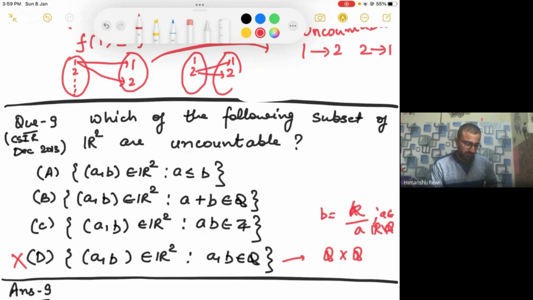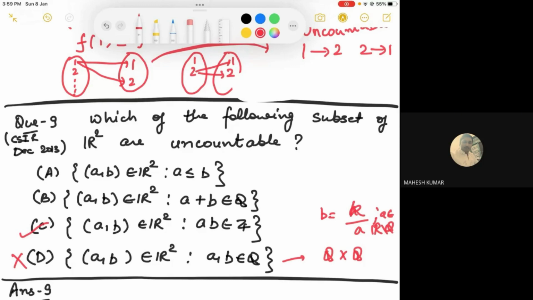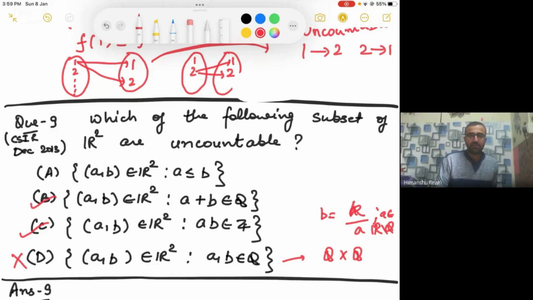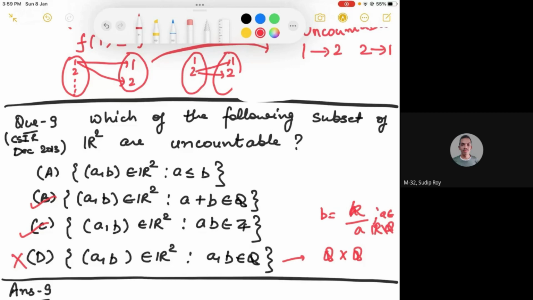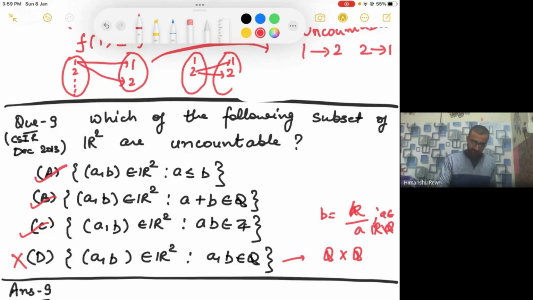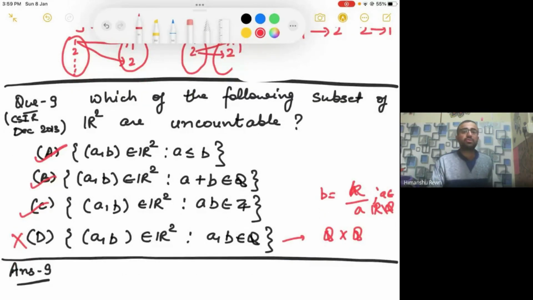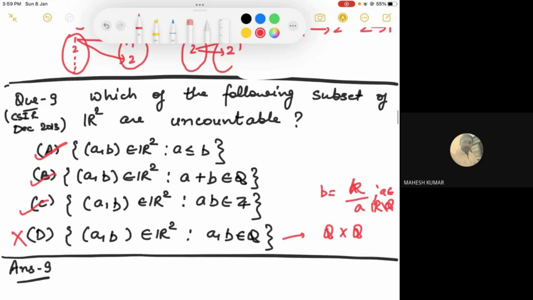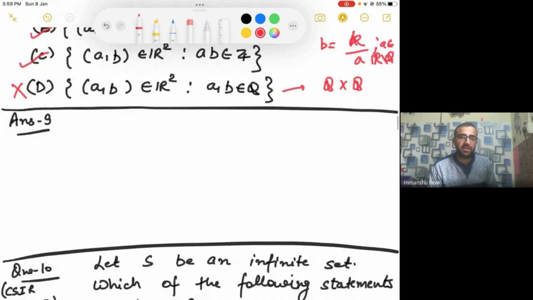What about option B? It is also uncountable because if we take minus root 2 and root 2. Fine. What about option A? Uncountable. Right. So is question number 9 clear? Yes, sir. Okay.